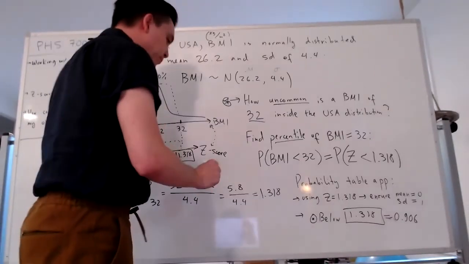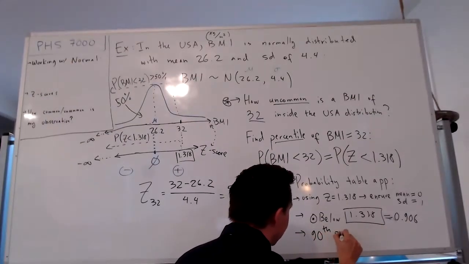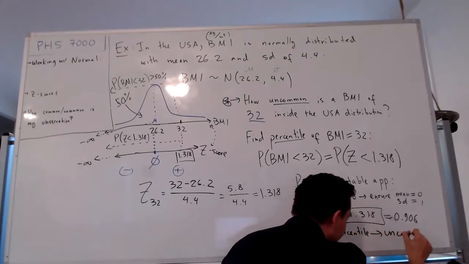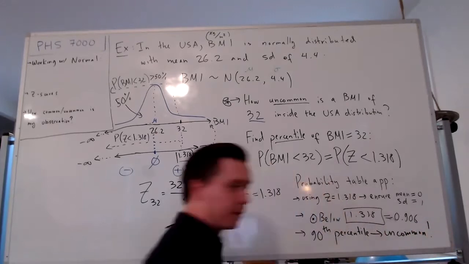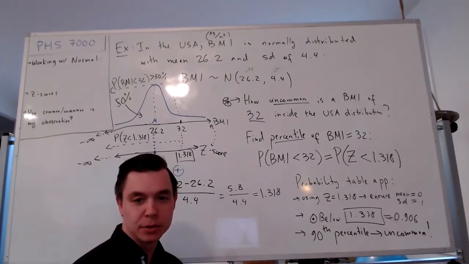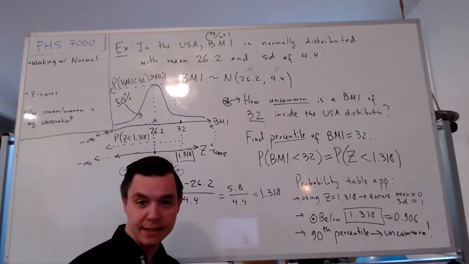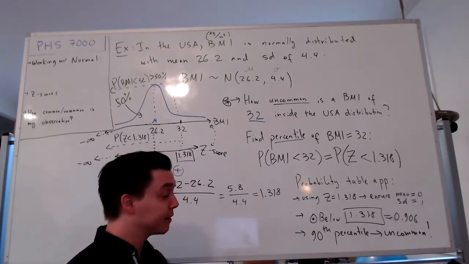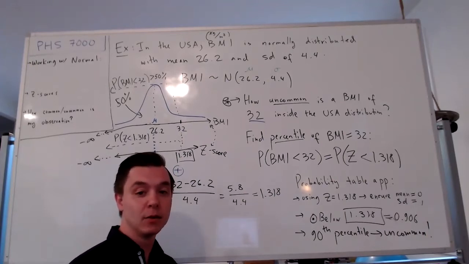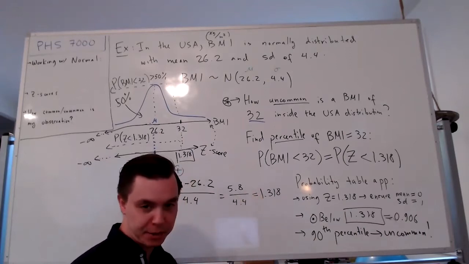0.906. So about 90th percentile. Uncommon. Right? We are now way outside of the interquartile range. The interquartile range, of course, goes from the 25th to the 75th percentile. Now I hear the question, how do you decide how far out is uncommon? Well, we're gonna cover that in the next couple of lectures.